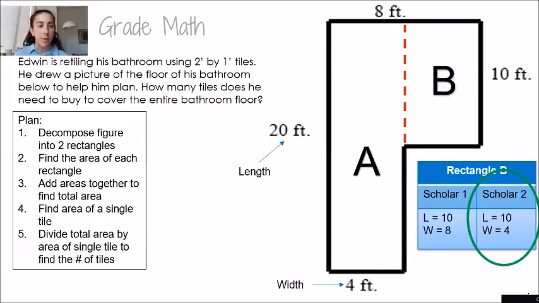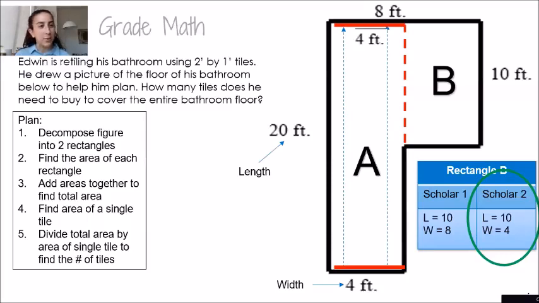So I'm going to show you how I went about doing that for rectangle B. The first thing I looked at, at the bottom of your screen, was that the width of rectangle A was 4 feet. That's where you see that red line. Then, because I know that opposite sides of rectangles are congruent, I can take that 4 feet up to the top of rectangle A and label that 4 feet.